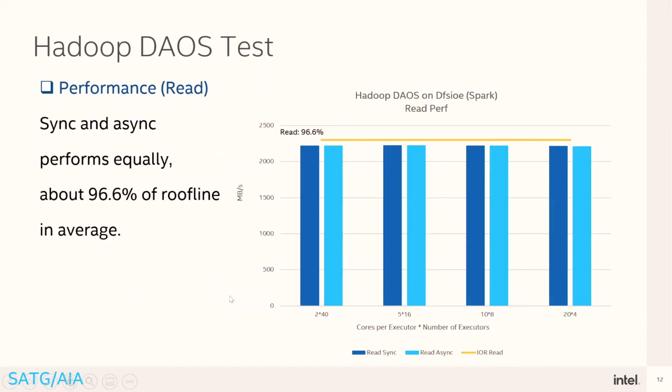Here's some performance data with the DFS IOE on the verbs NIC WOF cluster. For the read, both synchronous and asynchronous perform equally, almost reaching the roofline. It's the results from several months ago. I think the performance should reach the roofline in the recent improved code. So we'll update you if I get the latest result.